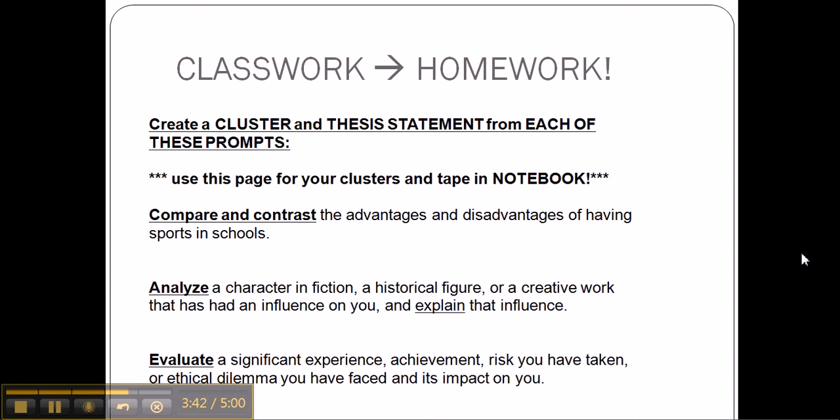I would like you to use your time wisely. Use whatever time you have left in class to start working on this. And whatever you don't finish, guess what? It's your homework. And this goes in your notebook. You'll notice that this is on the third page, which you can just tear off and tape in your notebook when you're done.